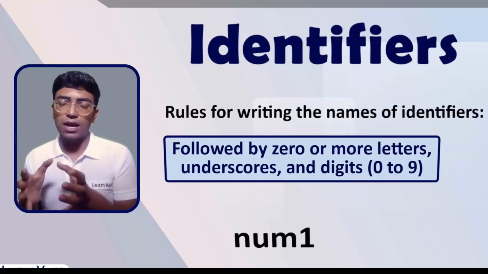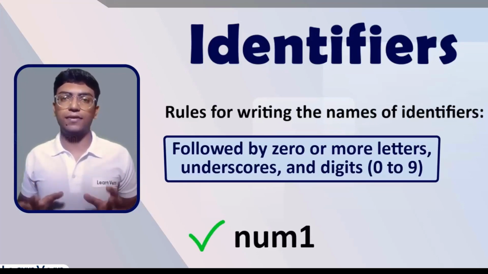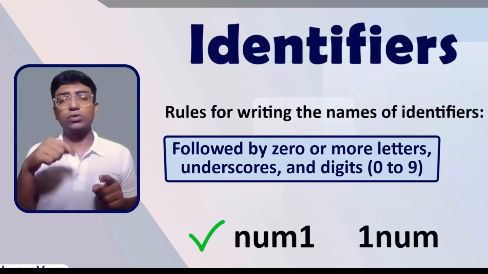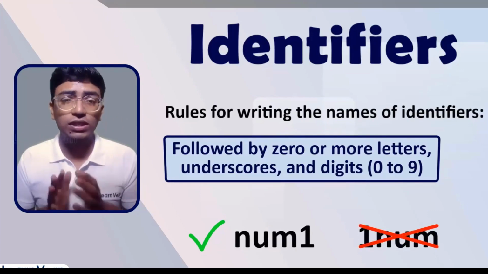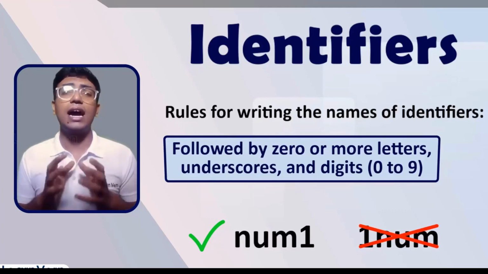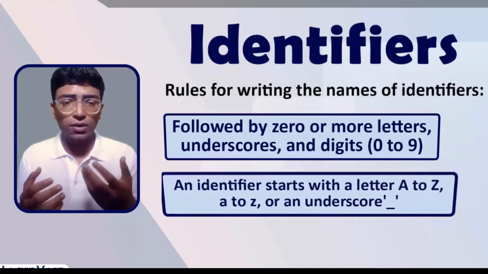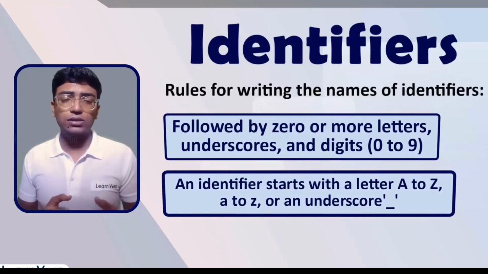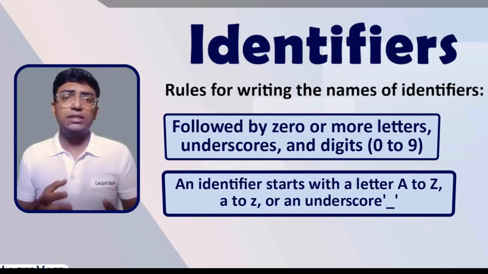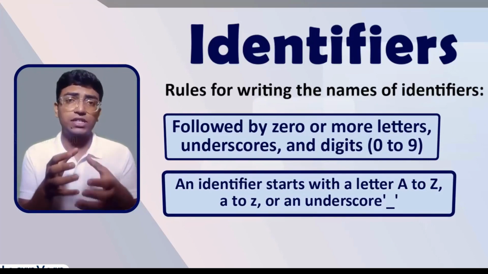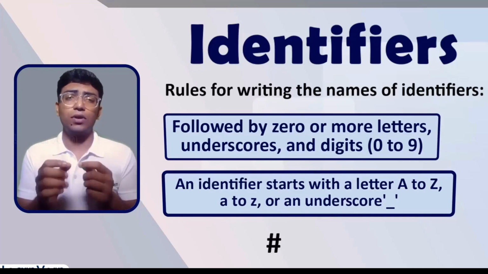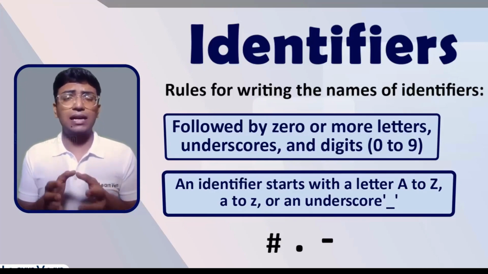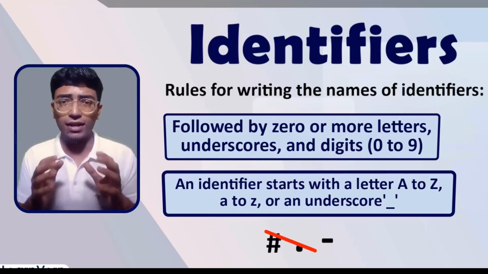Like in this example, the name is num1. It is the correct name of an identifier and it is according to the rules. If we make it 1 and after that num, this will be entirely wrong. So to write and make this identifier's name, there are different rules that you can see here. Apart from these characters, alphabets, and numbers, there are other things in the English language, like special characters such as hash, dot, and hyphen. So we cannot include all these things in the identifier's name.